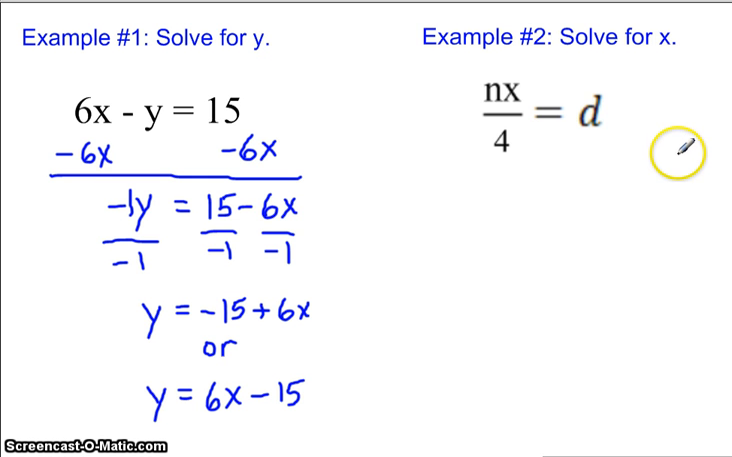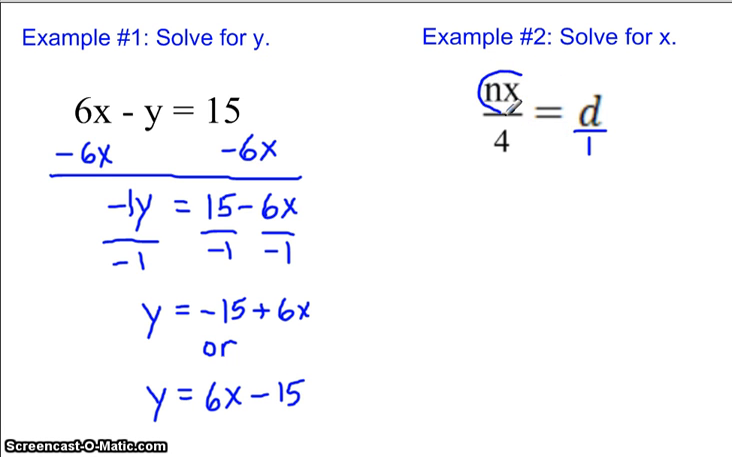Example number 2. Solve for x this time. We've got nx over 4 is equal to d. Well, there's a couple different ways we could do this. One way that might be easy is something we just learned, which is cross multiplication. If we put d over 1 here, we can cross multiply. All right, so let's do that.